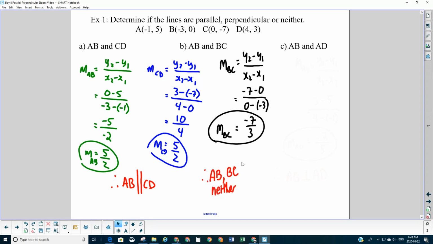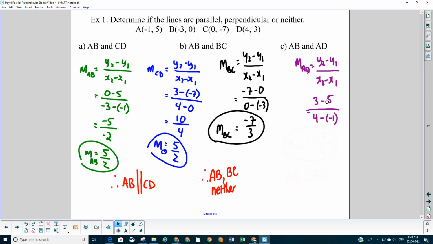All right, finally, we're asked to compare AB again, so this saves us some work because it's already done, with a new one, AD. So there's your D value and there's your A value. So finally, we're going to again copy our slope formula down, but this time between A and D. So we'll use the y2, which is 3, minus y1, which is 5, 3 minus 5. And the bottom is going to be 4 minus minus 1.